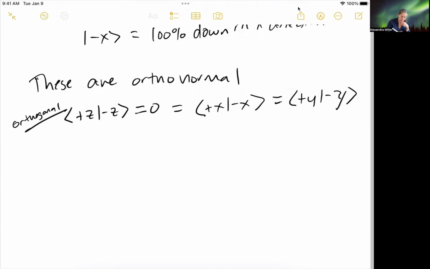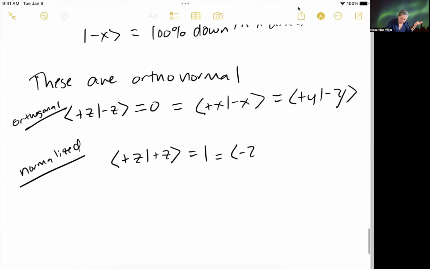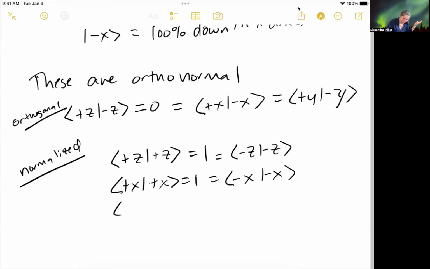What about the fact that they're normalized? This is the thing that tells us that they're like unit vectors. So the plus Z state is 100% the same as the plus Z state. The fact that the inner product of these is 1 tells us that they're 100% identical states. And the same would be true for minus Z, or we could say plus X. I don't know why I'm writing these things in the order that I am with the 1 in the middle, but there we go.